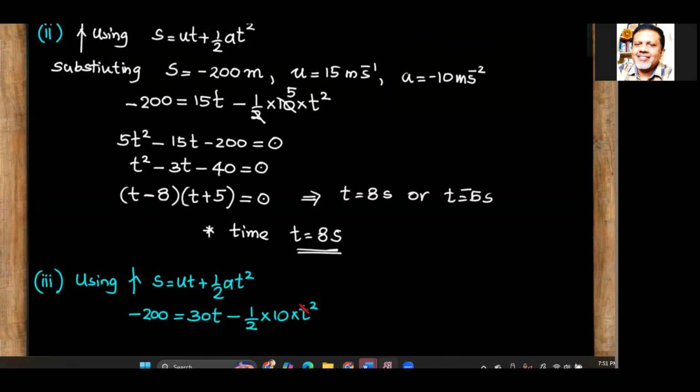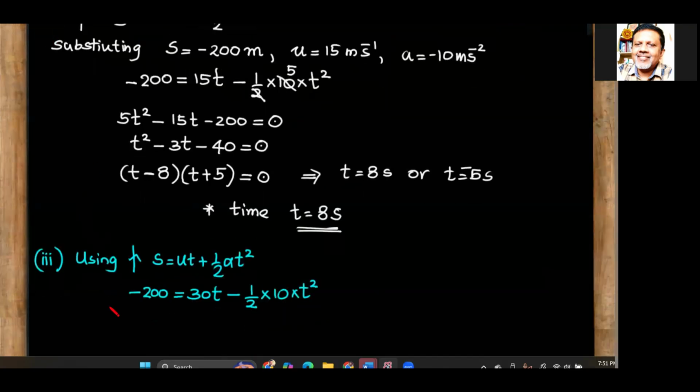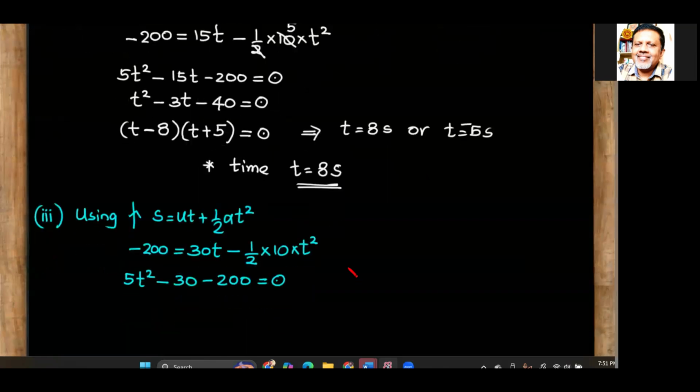Okay, so here we will have the quadratic equation as before, just looking at the first part. 5t squared minus 15t. Instead of 15t, we have 30t. Minus 200 is still there, equal to 0. At this time, if you divide the whole equation by 5, you will get something like t squared minus 6t minus 40 equals 0.